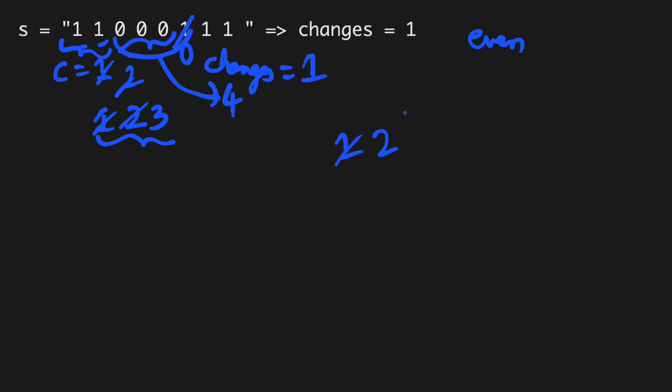And now we are done with the string, and the length of this last substring was 2, which is even. So we don't have to make any change. And now we are done with the string, and the number of changes for this string was equal to 1, and that will be our answer. So now let's jump into the code part.